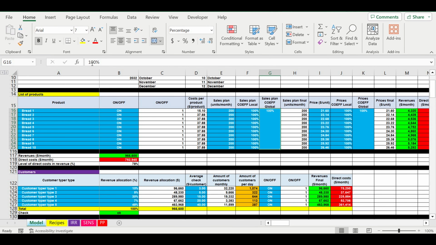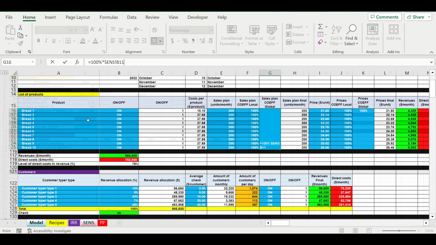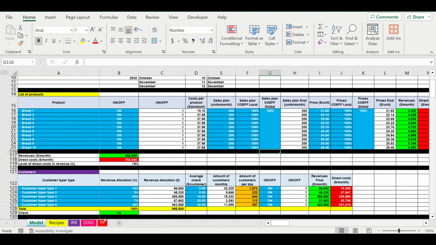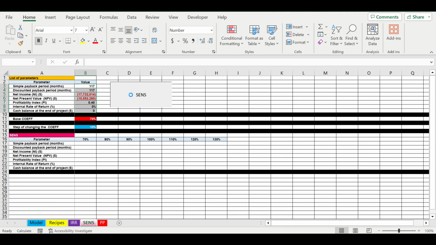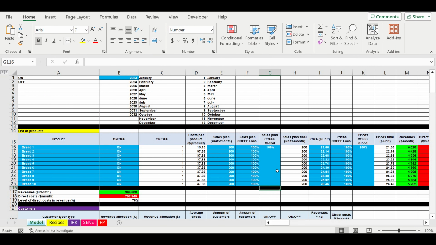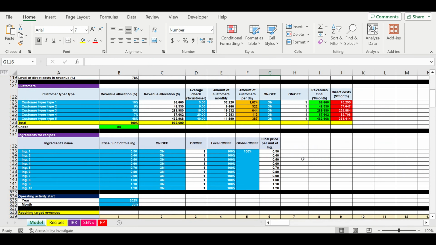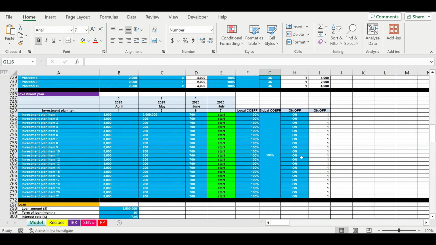Let's add this parameter to the sales plan. Now let's press Send button. Now we can remove sensitivity analysis parameter from here and add it to another input, for example, investment plan.